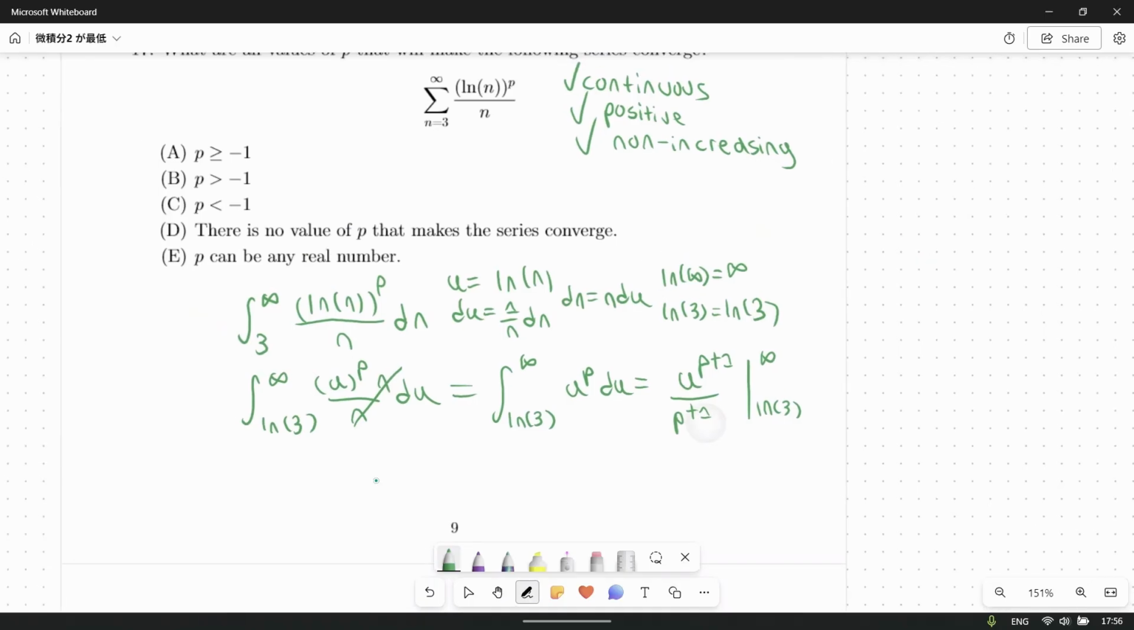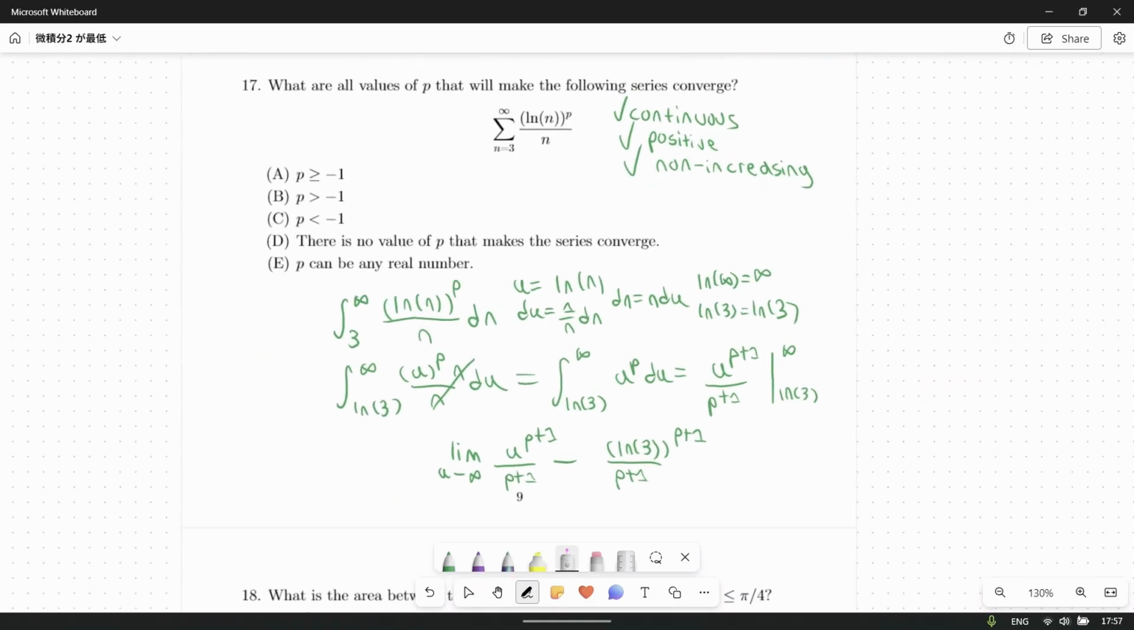like, the limit as u approaches infinity of u to the p plus 1 over p plus 1 minus ln of 3 to the p plus 1 over p plus 1. Now for the remainder of this question, I'm mostly going to be focusing on this limit, because this limit is going to tell us whether or not this series is going to converge, because like the question says, it's asking us to figure out a number for p that will make this converge.